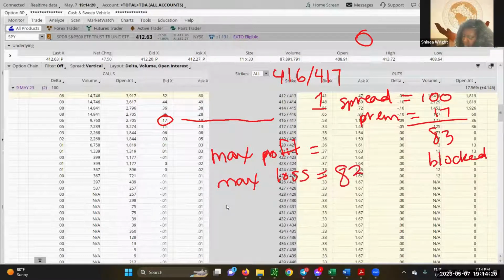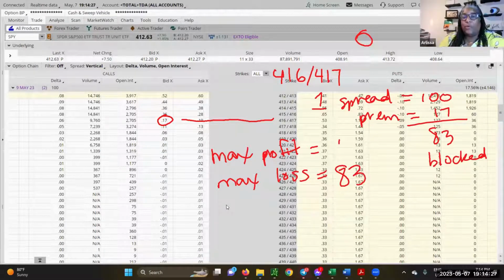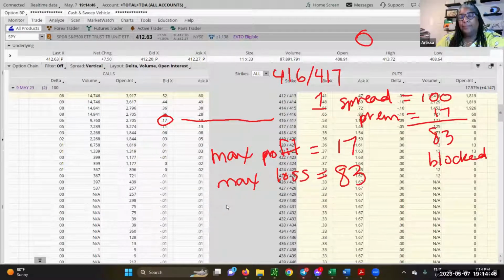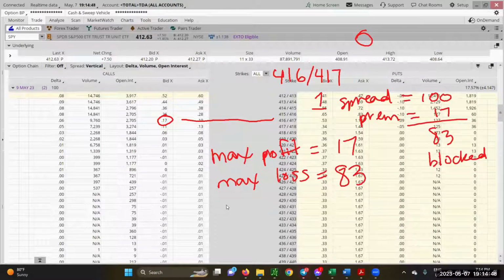The max profit is the 17. You can make no more than $17 on this trade, and you can lose no more than $83 on this trade. So even if the price right now is 412, and let's say it drops to $300, that's all we can make?